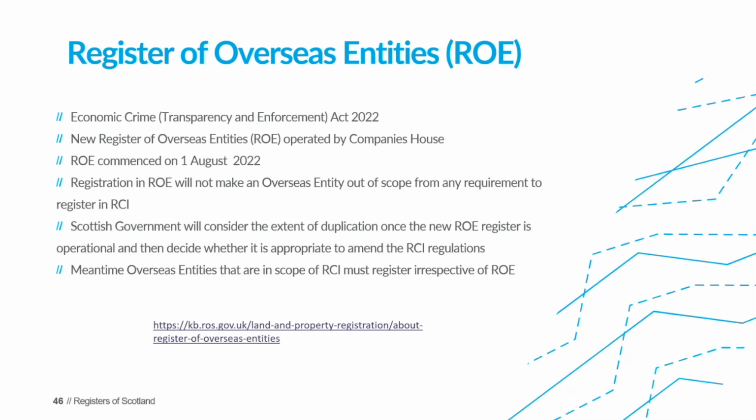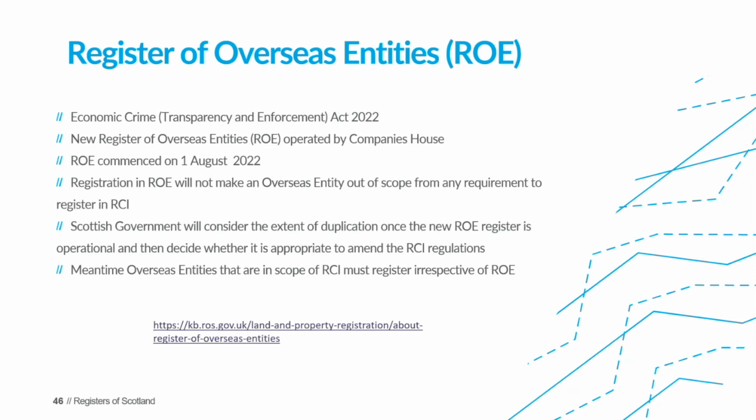The benefit of transparency here is secondary. This new register went live on the 1st of August 2022. Overseas entities must register in the new register at Companies House and provide information on who their beneficial owners or managing officers are before they can transact on UK property. Now, registration in that new register of overseas entities will not make an overseas entity out of scope from the requirement to register in RCI.